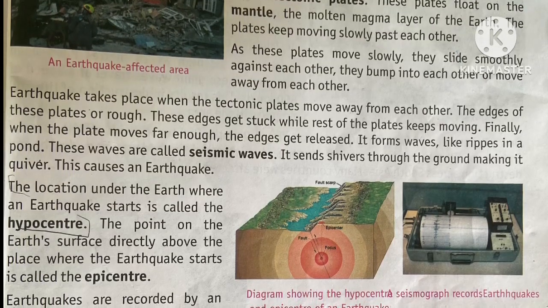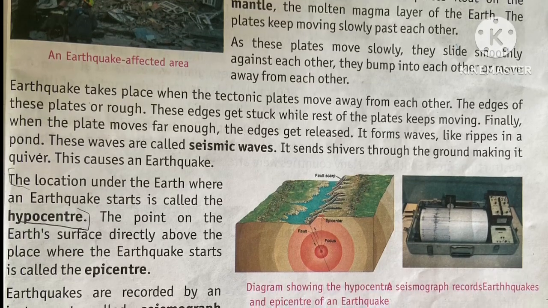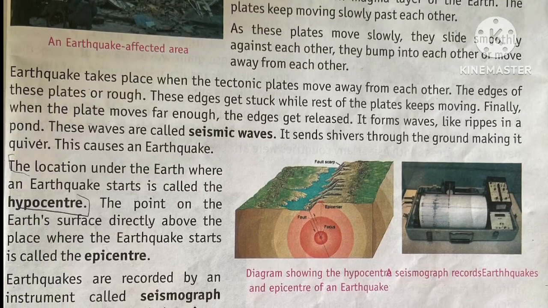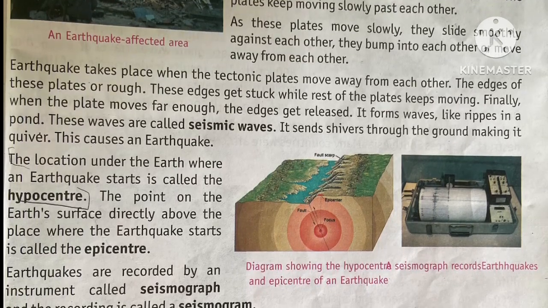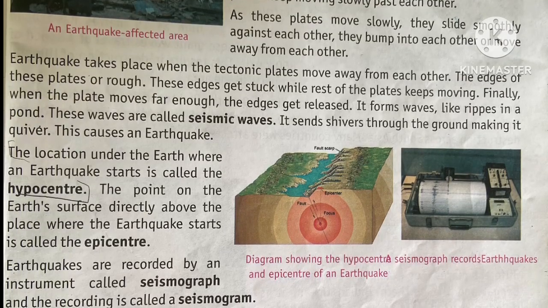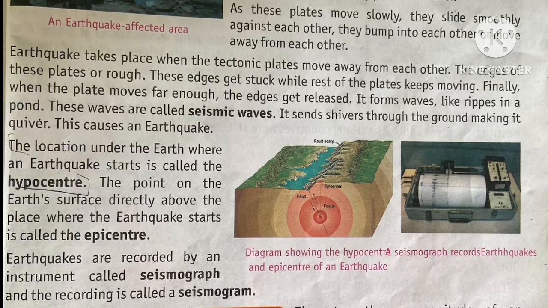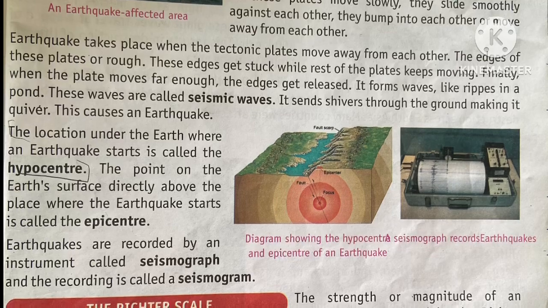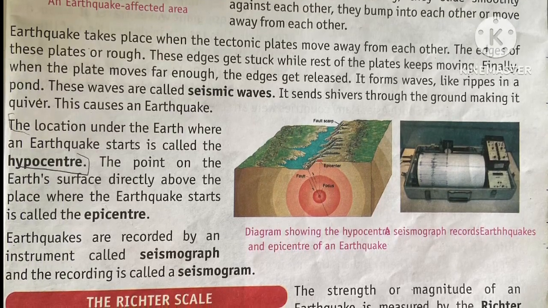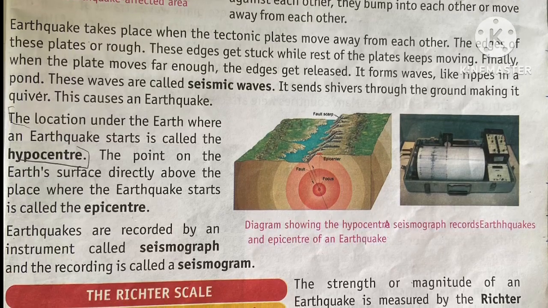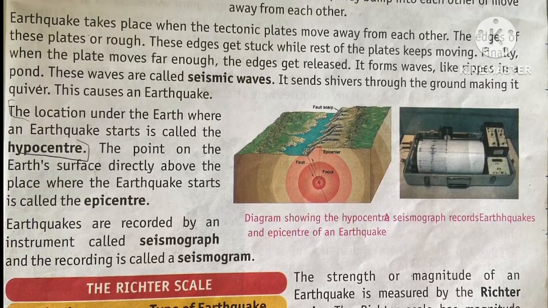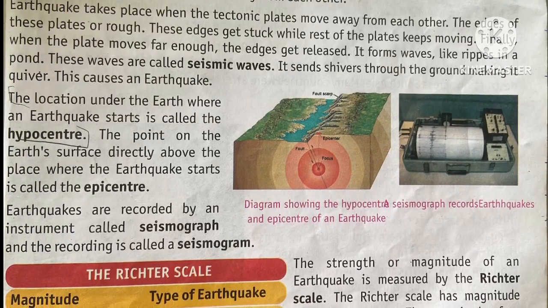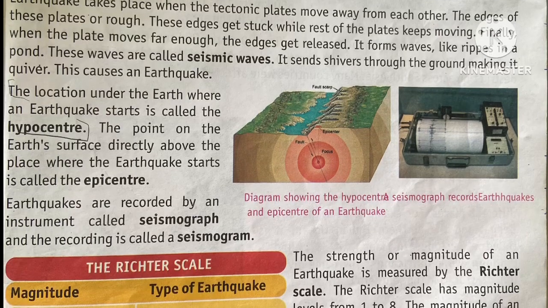Earthquake takes place when the tectonic plates move against each other. The edges of these plates are rough. These edges get stuck while the rest of the plates keeps moving. Finally, when the plate moves far enough, the edges get released. It forms waves like ripples in a pond. These waves are called seismic waves. It sends shivers through the ground, making it quiver.